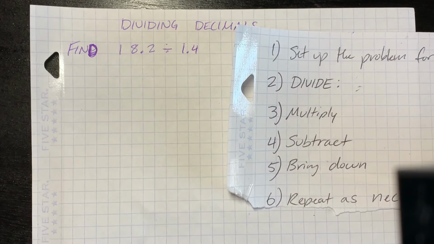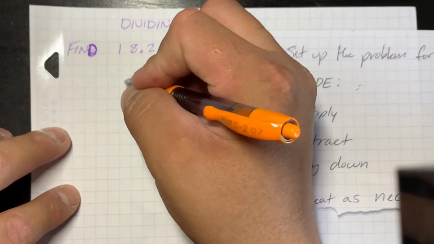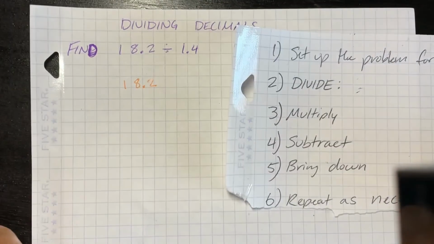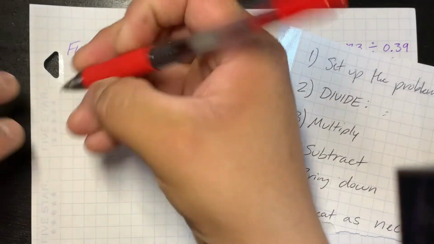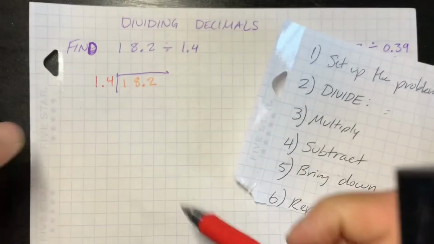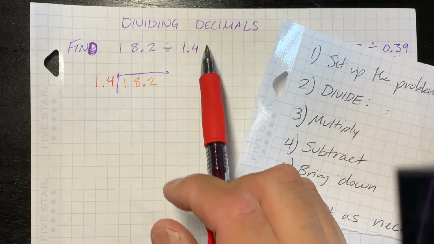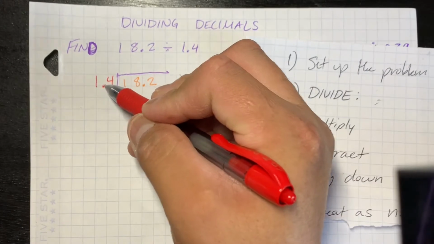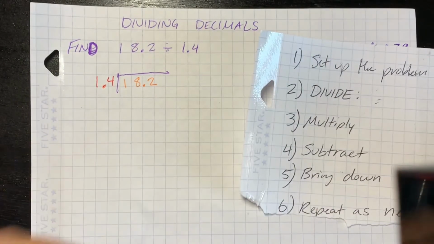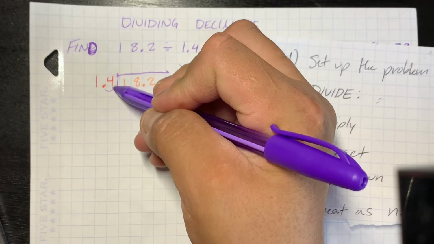So we do have this first problem. We have 18 2/10 divided by 1 4/10. So again, same process, set it up for problem solving. So 18 2/10 divided by 1 and 4/10. Remember that this is the dividend divided by the divisor. In this case, we're going to move that decimal point to the right, all the way to the right. So we moved it over one time.